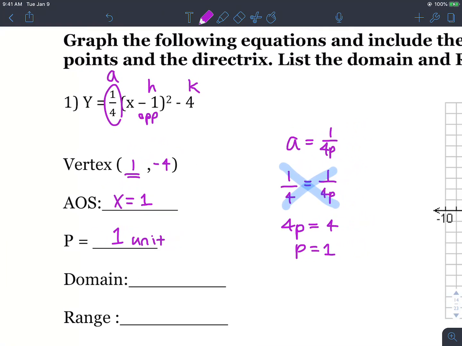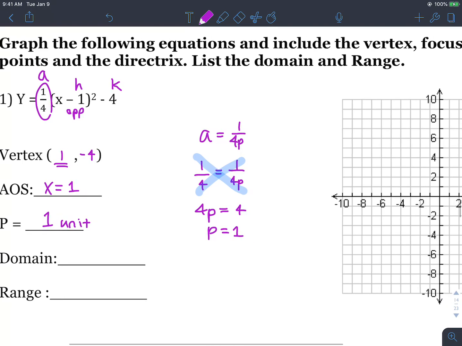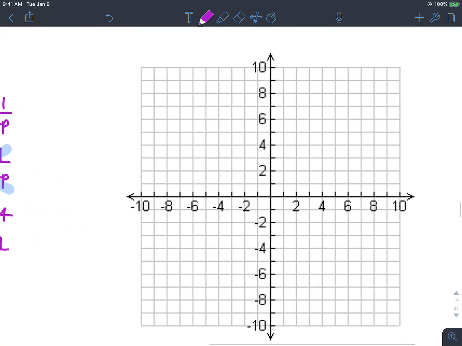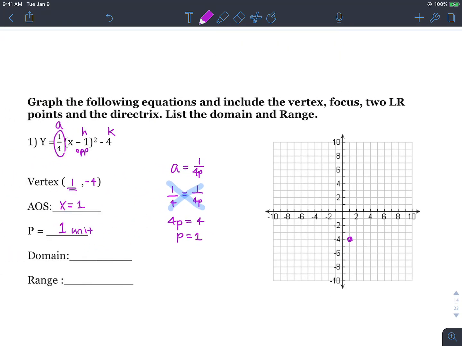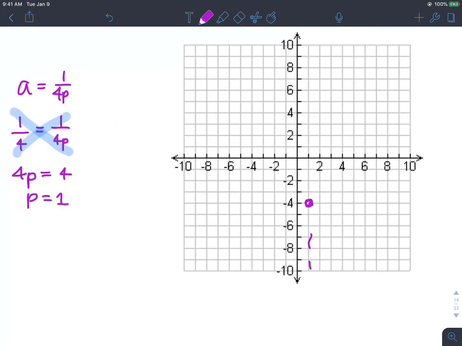That's going to help us actually go and graph this graph right here. So typically I will start these on the vertex. So that would be 1 comma negative 4. So that'd be, what is that, down here. And then afterwards, the axis of symmetry, if you want to go ahead and plot that, I guess you could. Get a couple of points here.